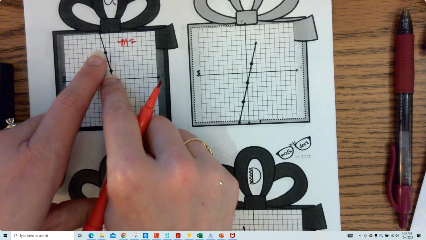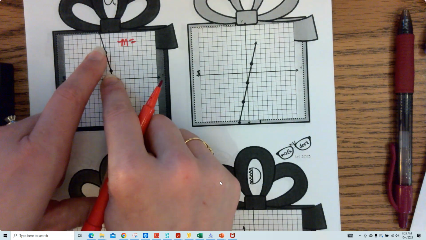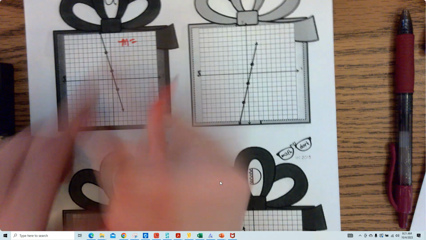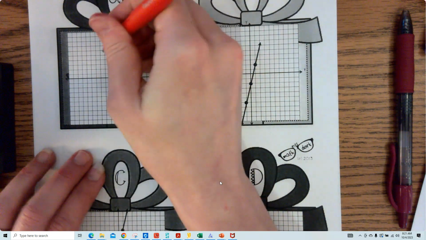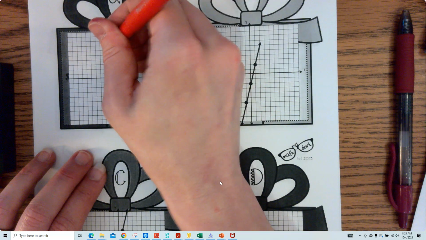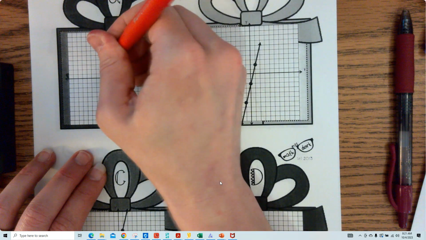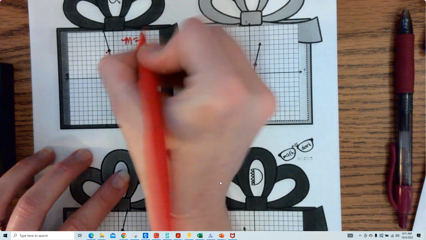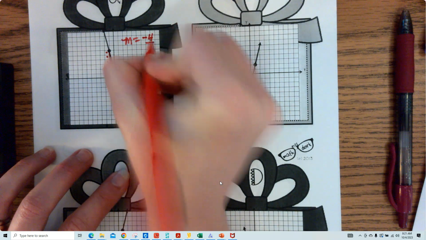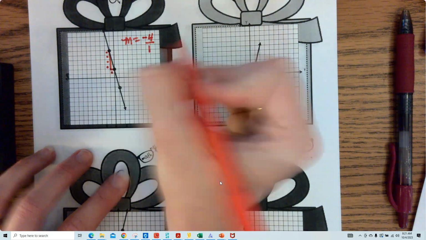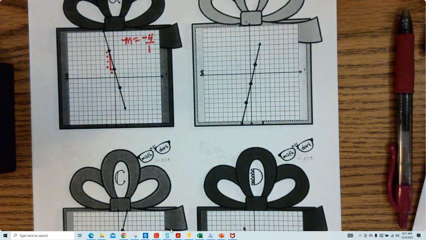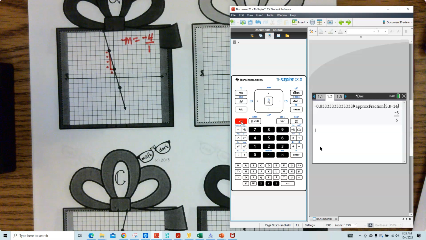Okay? So from here to here, my first move, does it need to be up or down? Down. So I'm going to go down and over. And I'm going to go down. I can count the boxes now. 1, 2, 3, 4. If I go down, it's a -4. And then I go over 1. Simplify your fractions. Type your fractions in.